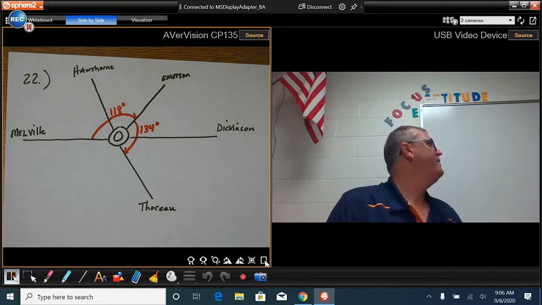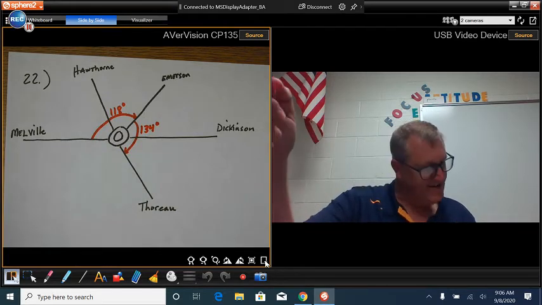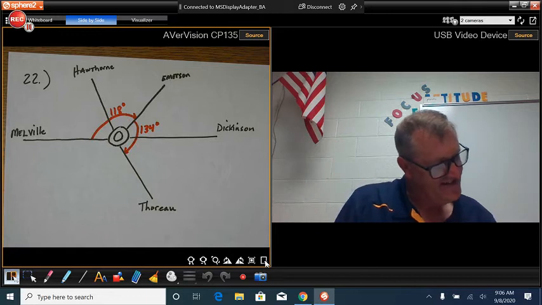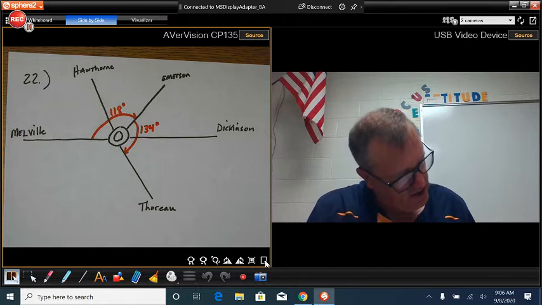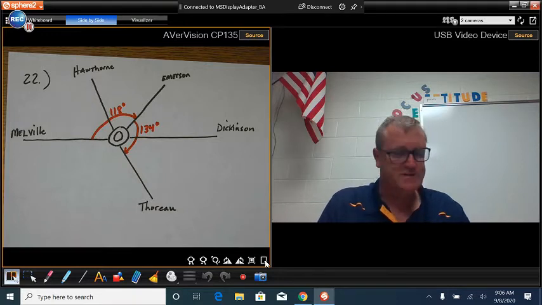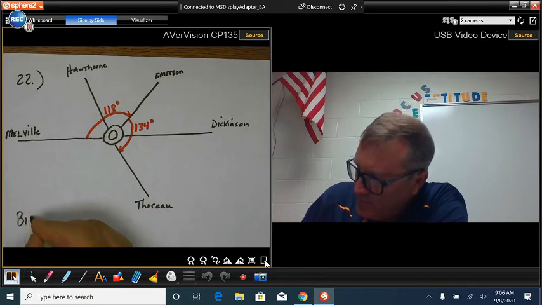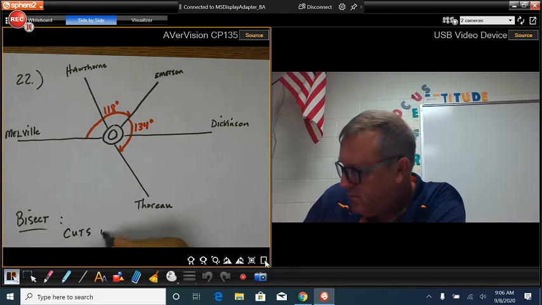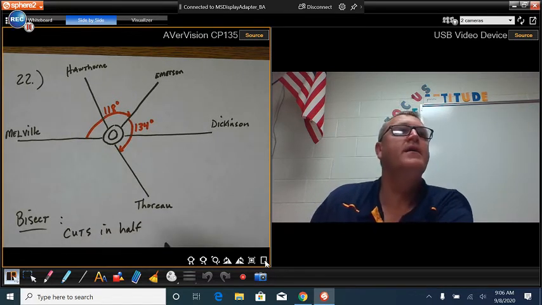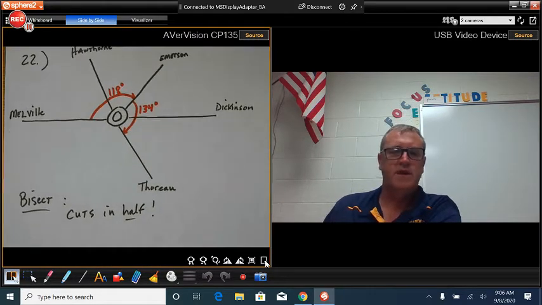All right, is everyone okay with that? You good? Is that a question? Okay. You're welcome to ask questions, McKenna. Hawthorne Lane bisects the angle formed by Melville Road and Emerson. Ooh, that's good info. Okay, what does bisect mean? Cuts it in half. Who said that? Emily? Good job. Cuts it in half. That's right.